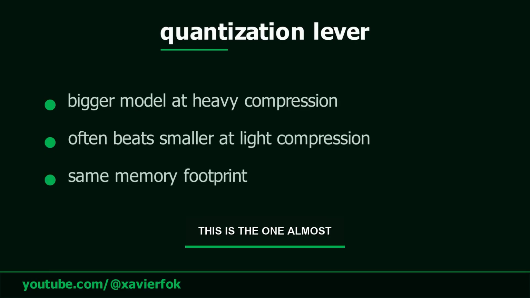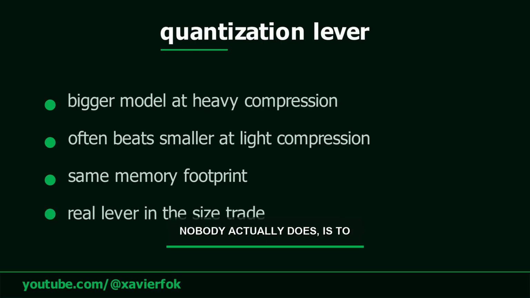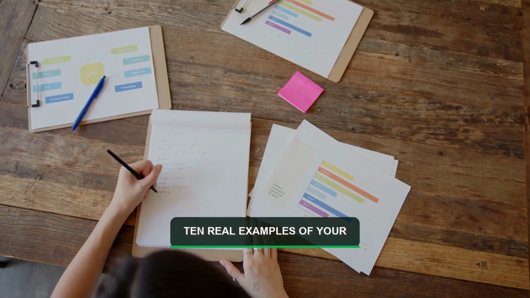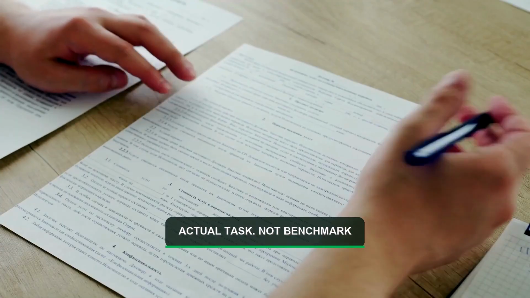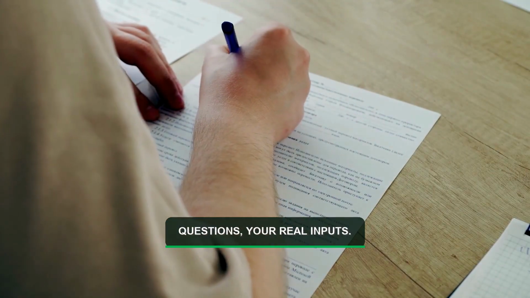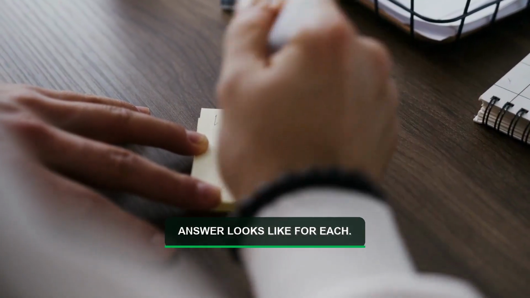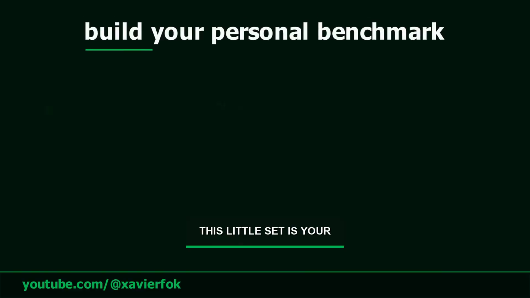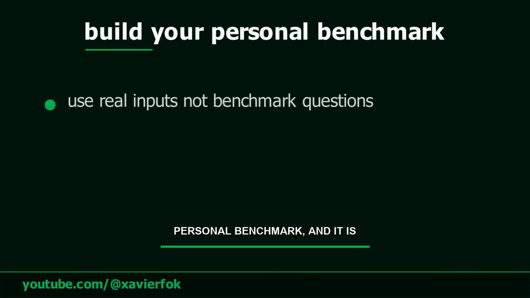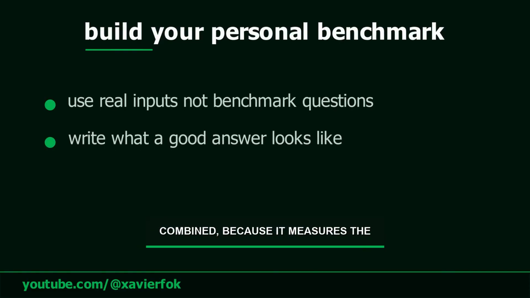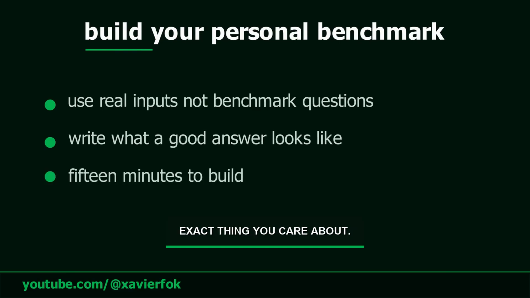Step 5, and this is the one almost nobody actually does, is to build a tiny test of your own. Take 5 or 10 real examples of your actual task, not benchmark questions, your real inputs. Write down what a good answer looks like for each. This little set is your personal benchmark, and it is worth more than every leaderboard combined because it measures the exact thing you care about.